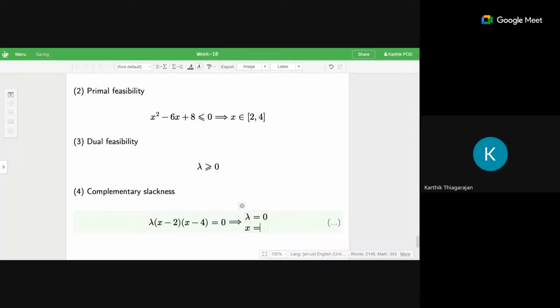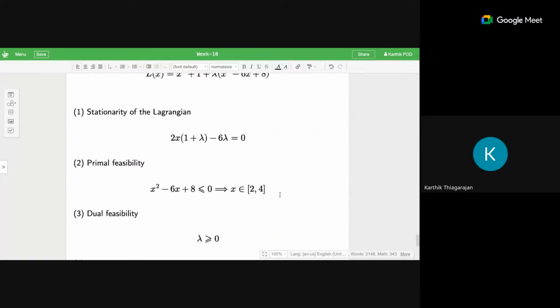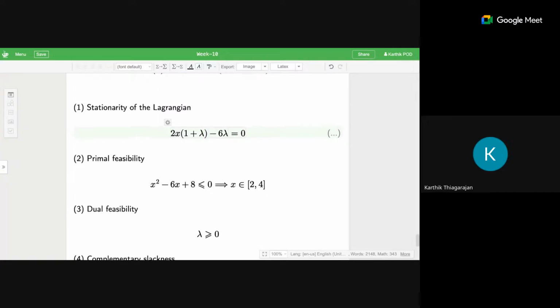So there will be one minimum, which this will lead us to. There are 3 possibilities: lambda equal to 0, x equal to 2, x equal to 4. Now we have to start eliminating or seeing which one works. So if lambda is equal to 0, what happens? Can lambda be 0?